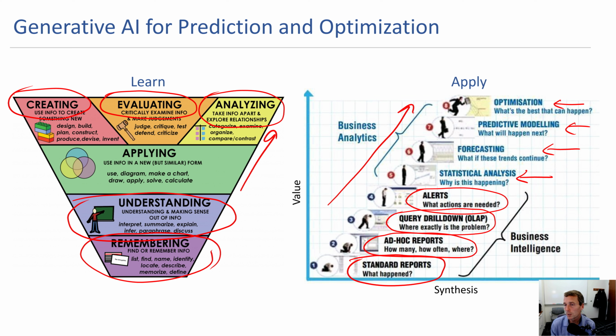All right, so we want to try to get to these higher levels of business value, and that's going to require more synthesis. And so generative AI can help with some of that synthesis. Now the problem is if it gives us bad results, it might lead us to the incorrect conclusion.